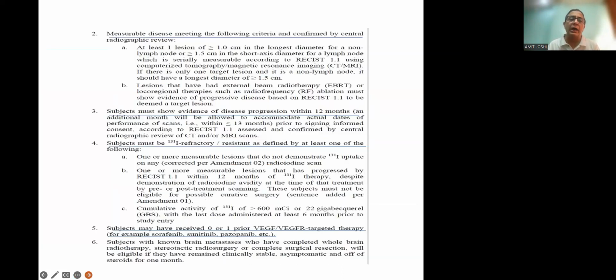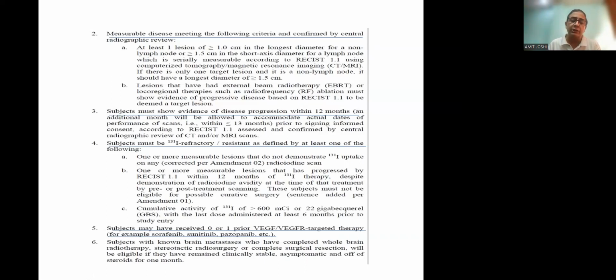There are certain points which again I wanted to highlight. If you see the inclusion criteria, there should be a measurable disease in the scan so that the RECIST can be applied. And the subject must show evidence of disease progression within 12 months. If you remember, in the DECISION trial it was 14 months, but in the lenvatinib trial, the patient should have some radiological disease progression within the last 1 year.